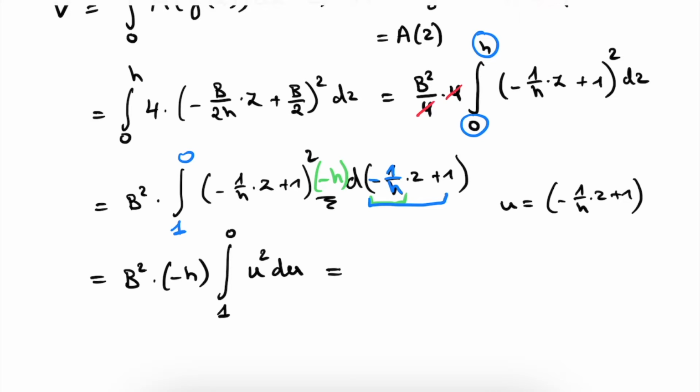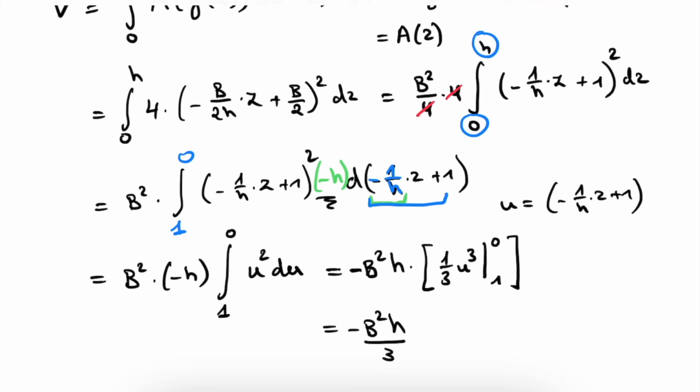And this can be very easily calculated because this is a very standard integral. We have b squared multiplied by h, and this minus sign we put in front, multiplied with the integral of u squared, which becomes 1 over 3 u to the power of 3, filled in the boundaries 0 and 1. This simply becomes minus b squared times h divided by 3 times minus 1, which is of course b squared times h divided by 3. And this is our final answer for the volume.